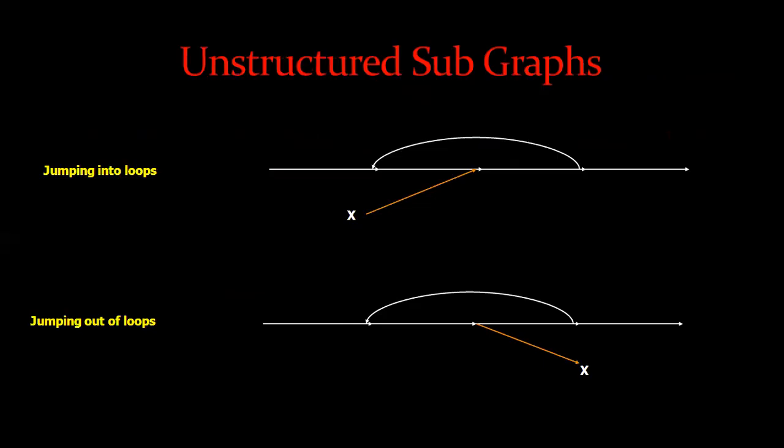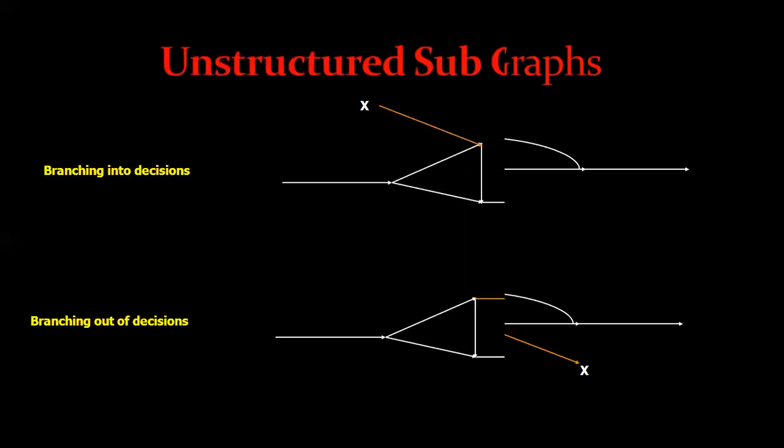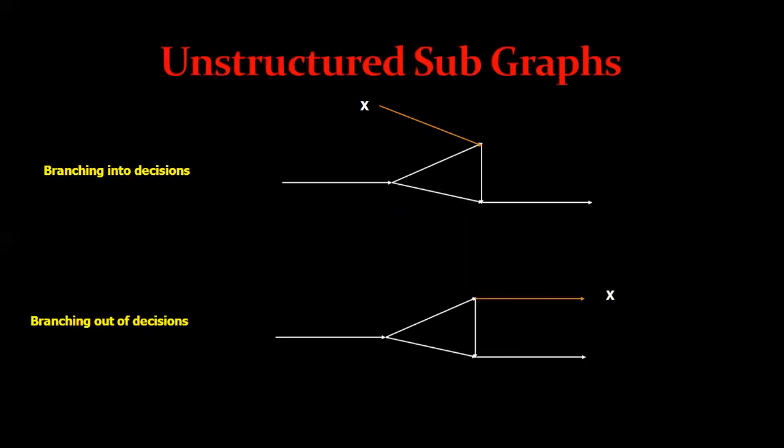If we are jumping into the loops or jumping out of the loops, of course, the program is correct. But we don't call it structured, we call it unstructured. So jumping into loops and jumping out of loops lead to unstructured programming, not structured programming. It's the same case with branching into decisions and branching out of decisions. They are unstructured subgraphs. They are not structured.